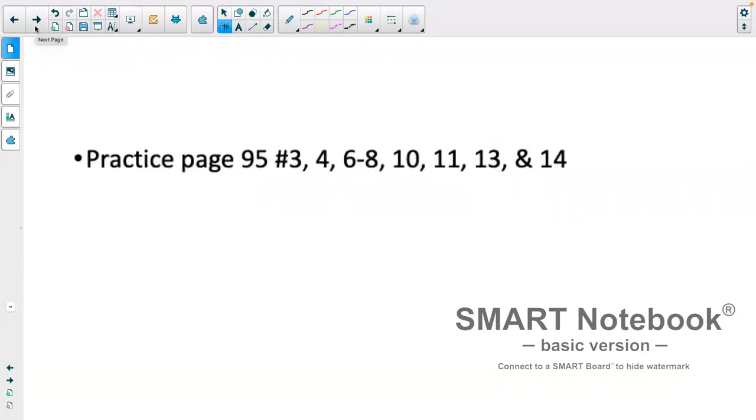Okay, so practice for this section starts on page 95.